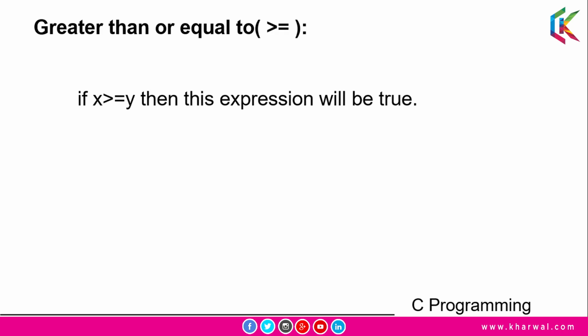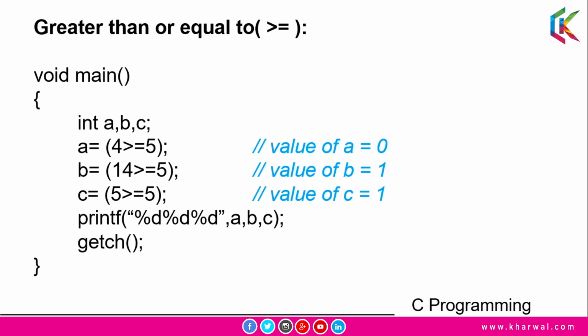So let's take an example. Guys, in this program, this expression will be false because 4 is not greater than or equal to 5. So it will return 0. That will be stored to a. So the value of a will be 0.